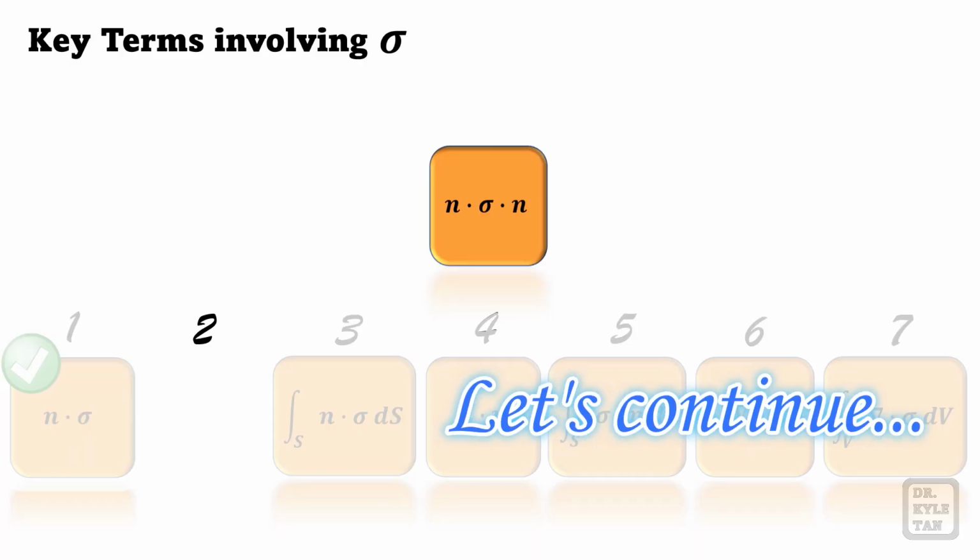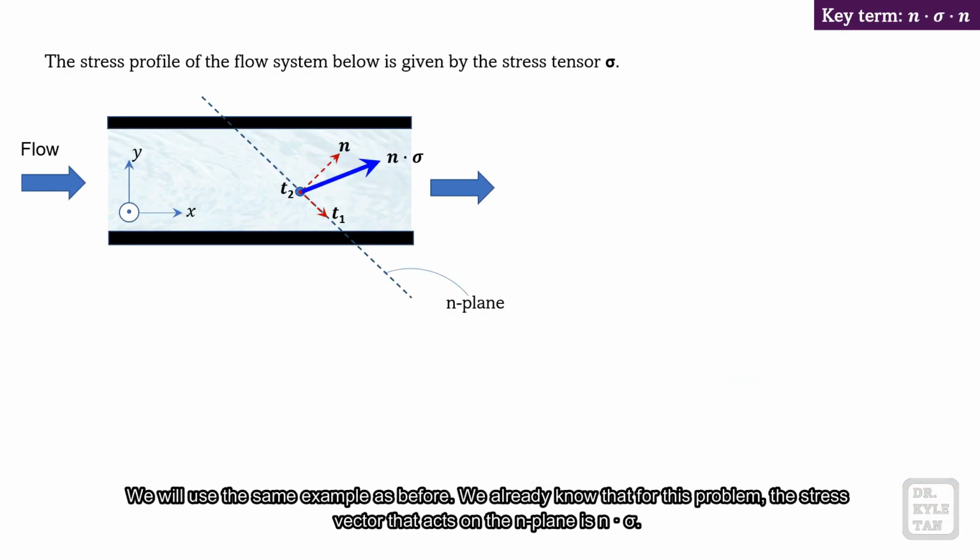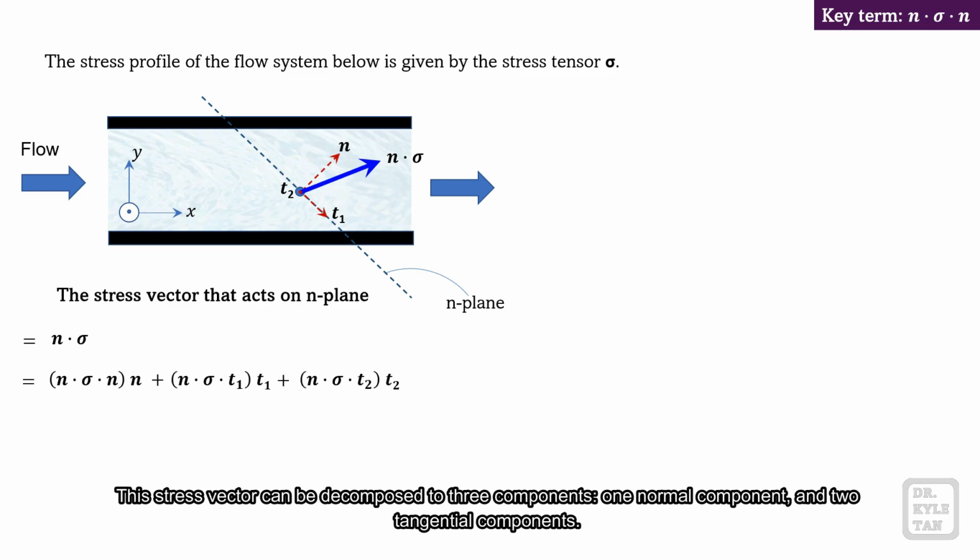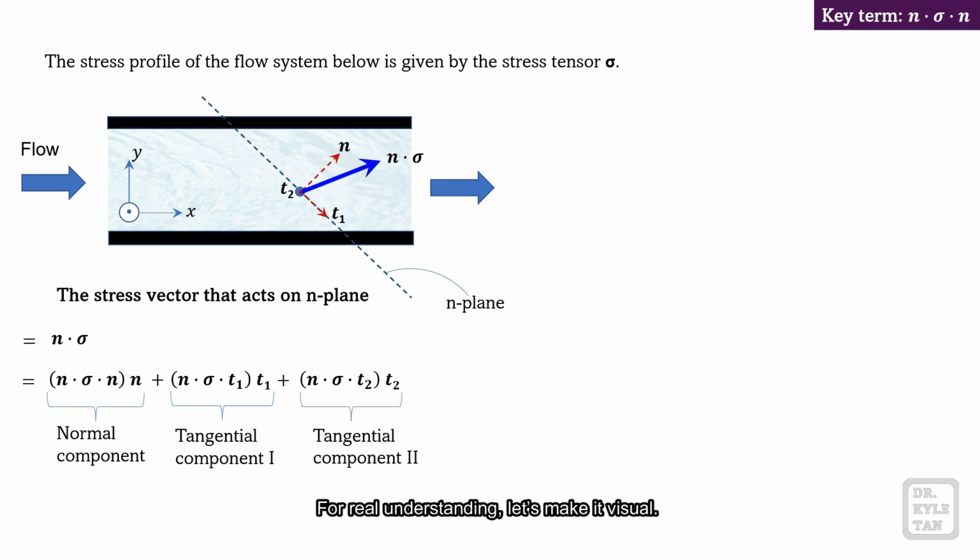Let's continue. We'll use the same example as before. We already know that for this problem, the stress vector that acts on the n-plane is n dot sigma. This stress vector can be decomposed to 3 components, 1 normal component and 2 tangential components. For real understanding, let's make it visual.